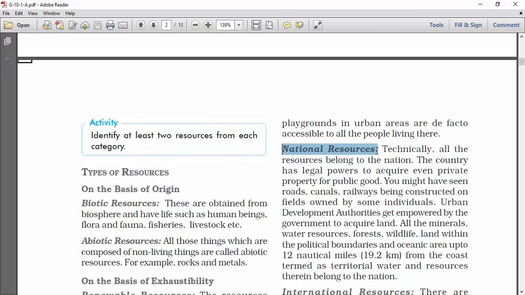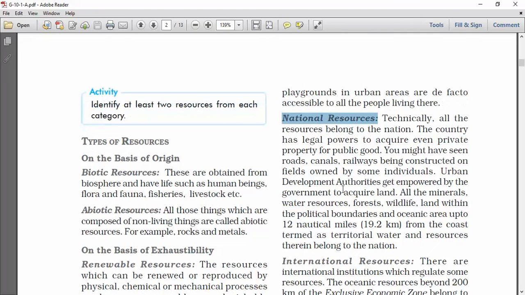Then national resources. Generally, you can say technically all the resources belong to the nation. The country has legal power to acquire even private property for public good. You might have seen roads, canals, railways being constructed on fields owned by some individuals.